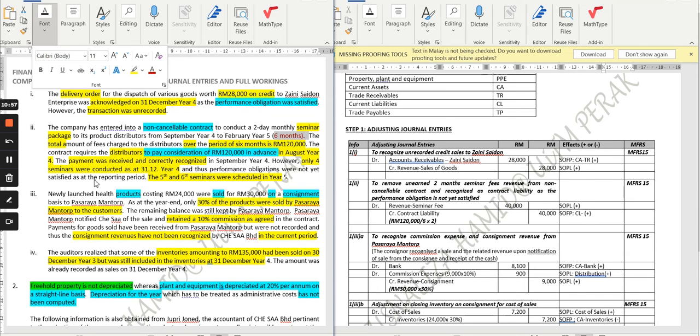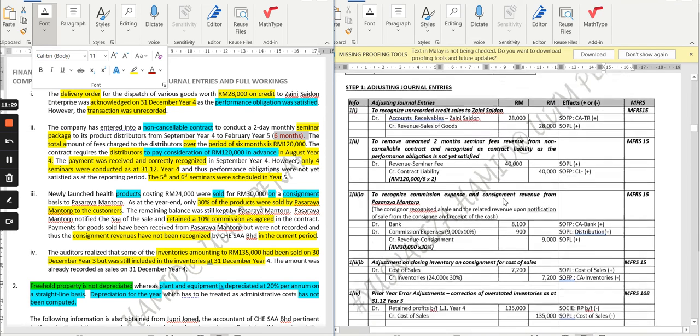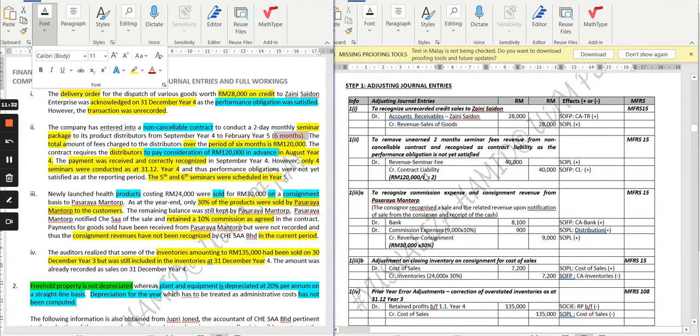So what you need to do is go and remove this. You need to remove the seminar fee for the 5th and 6th seminar that was scheduled in year 5, remember, in January and February. You need to do that now. How? Remove it from the revenue, that 40,000 because it is for 2 months, and credit the contract liability 40,000. So that is an unearned revenue. Unearned revenue is considered as contract liability.